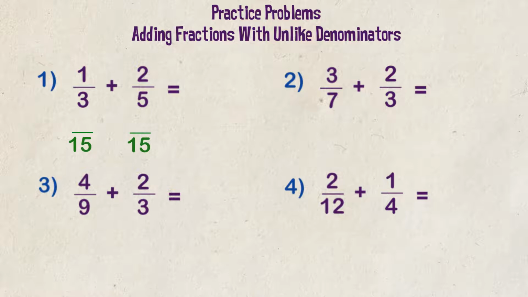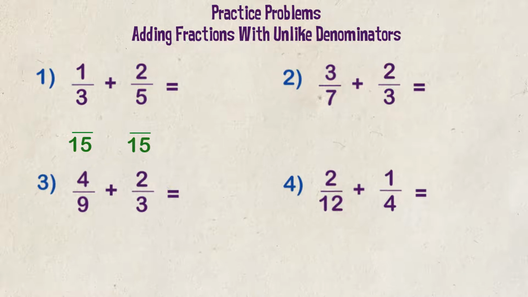For our first fraction of 1/3, we would need to multiply the denominator by 5 to get 15. So we multiply the numerator by 5, and we get an equivalent fraction of 5/15. For the second fraction, we need to multiply the denominator by 3 in order to get a denominator of 15. When we multiply the numerator by 3, we also get a new equivalent fraction of 6/15.